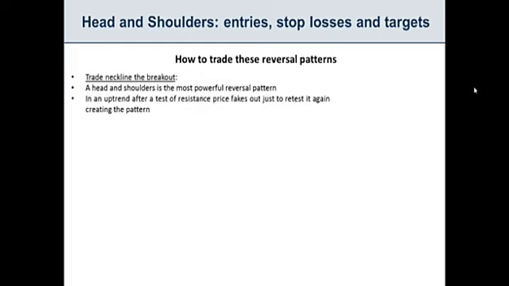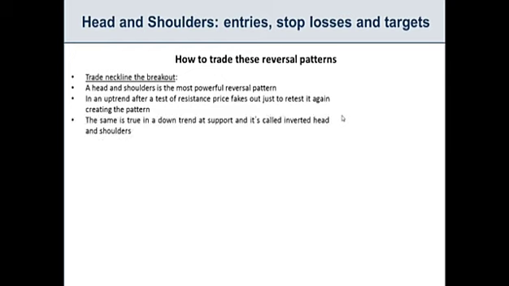We already said that. And in an uptrend, after a retest of resistance, price fakes out just to retest it again, creating the pattern. Remember that a fake out is when price actually breaks through the resistance area but comes back down below the resistance area. Okay, that is called a fake out or a fake breakout. And this is what we're looking for. And when we are in a head and shoulders, a test of resistance, then a fake out of that resistance, and a test again of the resistance, creating the second shoulder.